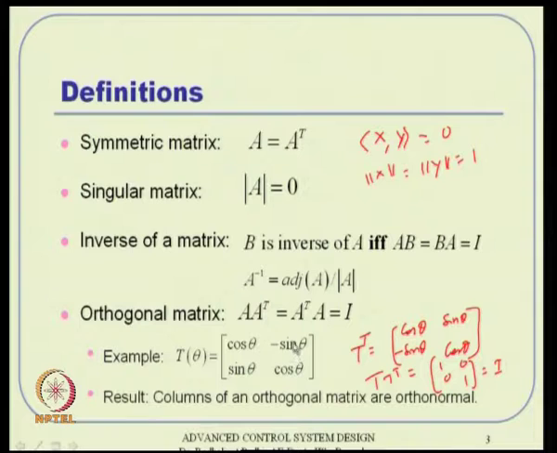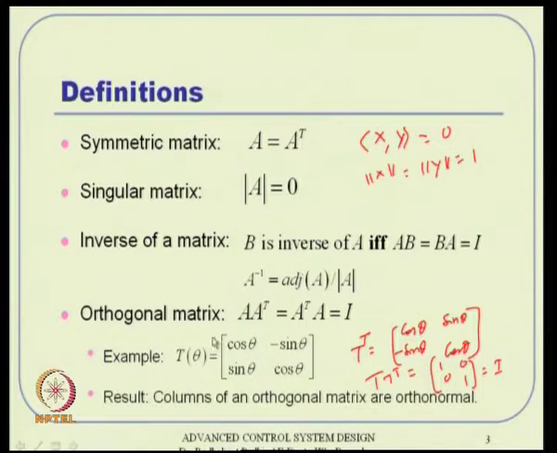If you take the inner product of the two columns, cos theta into negative of sin theta, that is minus sin theta cos theta plus sin theta cos theta, it happens to be 0. So the inner product is 0 and the magnitude of each column is equal to 1. The inner product being 0 means they are orthogonal to each other, and the magnitude being 1, in addition to the orthogonality, is why we call them orthonormal vectors. So if a matrix is orthogonal, then its columns are orthonormal to each other. That is a property we should keep in mind.